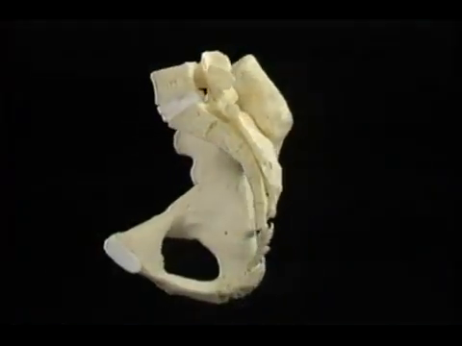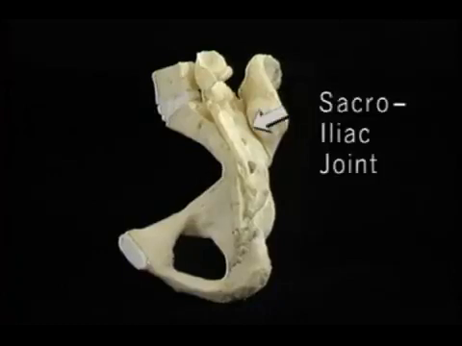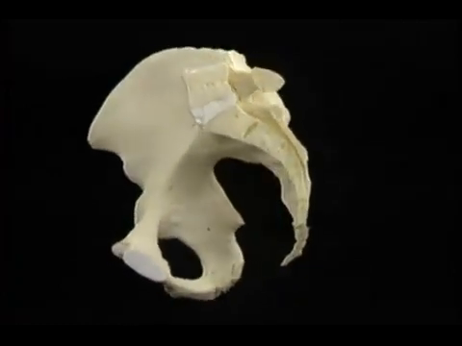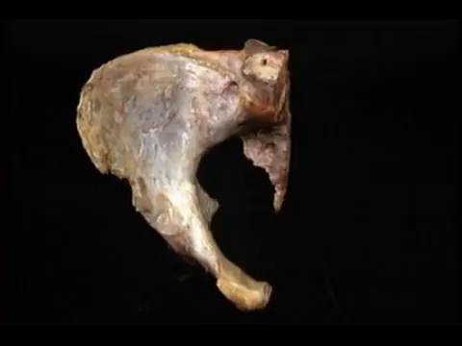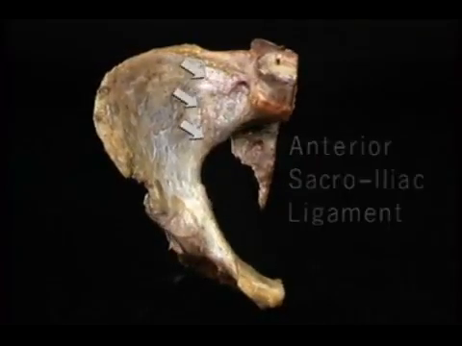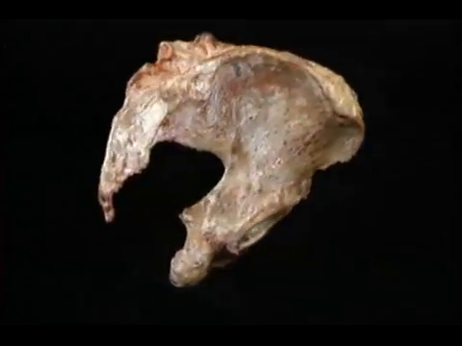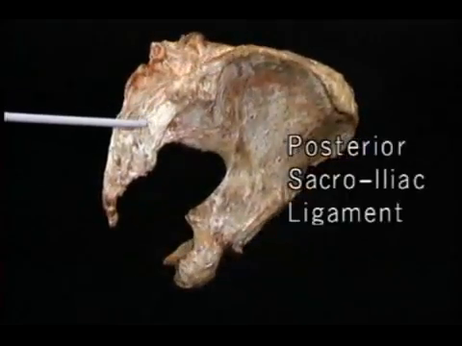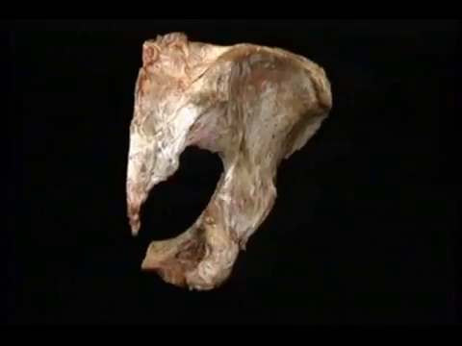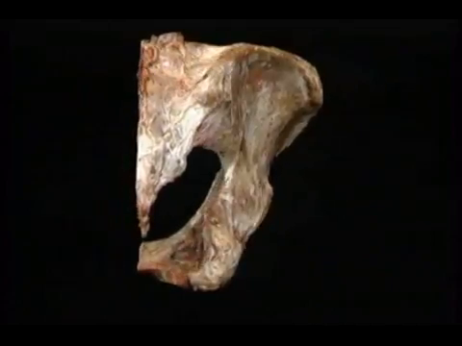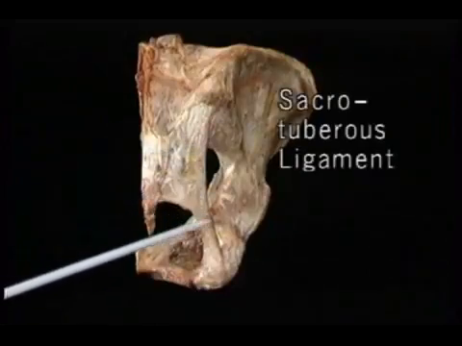Now that we've looked at the dry bones, we'll look at some major ligaments which are important in holding the sacrum and the hip bones together. The weight of the body is transmitted from the vertebral column to the hip bone at the sacroiliac joint. The sacroiliac joint is strengthened behind and in front by ligaments. The anterior sacroiliac ligament in front and the massive posterior sacroiliac ligament behind. In addition, the sacroiliac joint is strengthened by two major ligaments which pass from the sacrum to the ischium, the sacrotuberous and sacrospinous ligaments. Here's the sacrotuberous ligament.